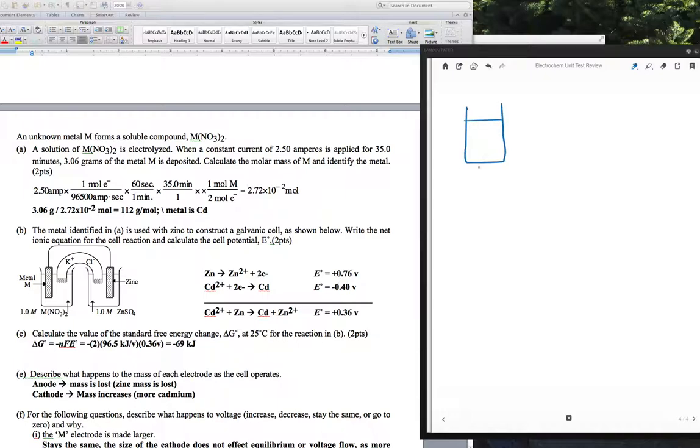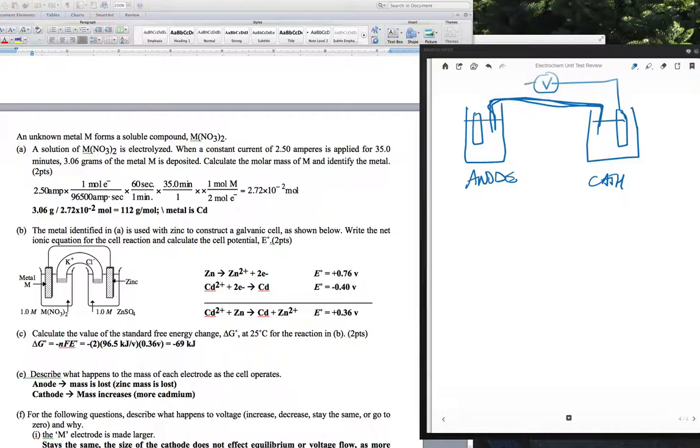By convention, most of the time, your anode is on the left and your cathode's on the right. And your salt bridge is right here. Okay. And then your electrodes are right here, and they connect with a wire up to your voltmeter. The electrons are flowing this way, which means that this side is plated. So the pluses are going on there, and then this side is coming off. Okay.